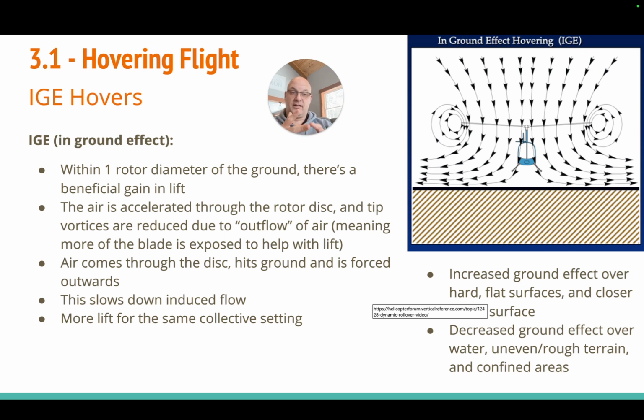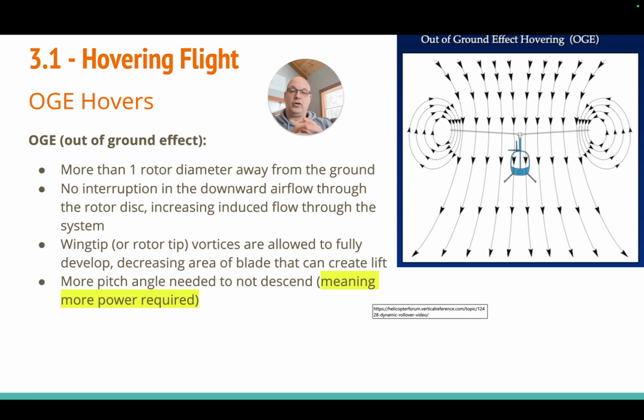Temperature, density, altitude, relative humidity. All these things have an impact on our ability to generate lift. So again, in-ground effect makes it easier to maintain a hover on a hard surface. Now you see the wingtip vortices are taking very little space up on the blade itself, so we have the maximum amount of blade available to generate lift. That's a good thing. Now, of course, that changes when we're going out of ground effect.